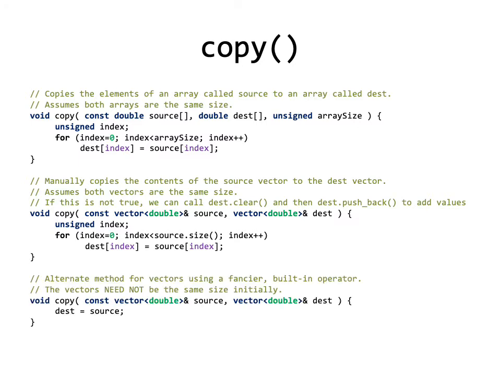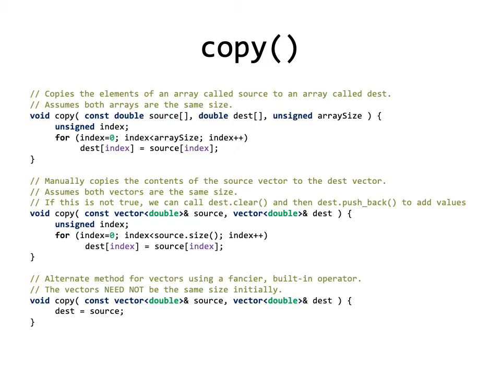Now, because vectors are cool, they have their own built-in method of doing this. In fact, they have it so fancy that you don't even need to assume that these vectors are the same size. You can just use the assignment operator, the equal sign, and the vector class redefined that operator, which is a cool thing that you can do in C++. One of the coolest things about C++, in my opinion.